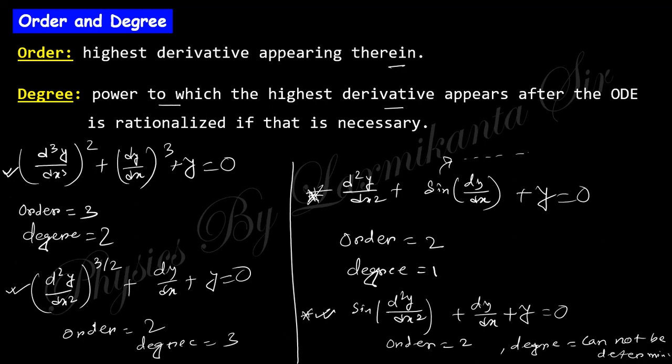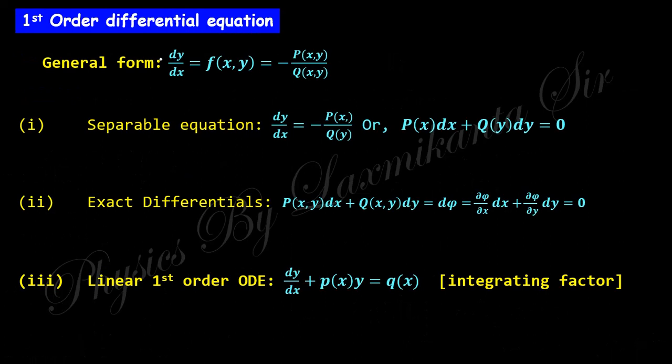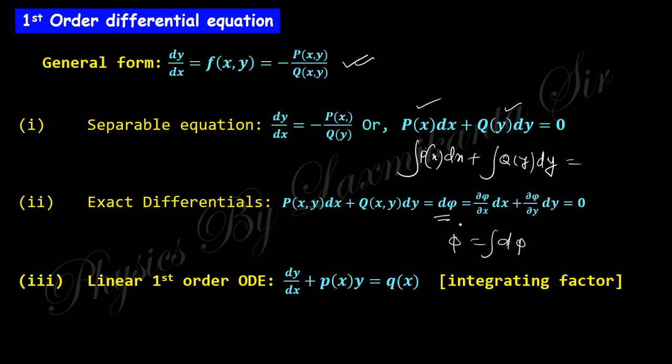Clear? Go to the next one, the first order differential equation. First order means the derivative will be like that. So this is the form of the first order differential equation. This can be solved by separation of variables. Just separate out these two functions, the x function and the y function, then integrate, that is p of x dx and q of y dy. Just integrate, then you will get the solution. For an exact differential equation, if this can be written as d phi, then phi is the integration of d phi. Just integrating this equation, you can easily find the solution.